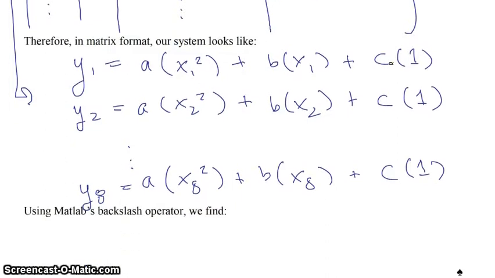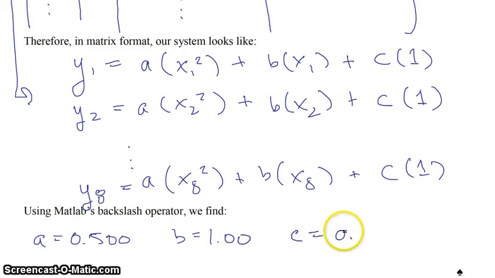Okay, so again, using MATLAB's backslash operator, we find that a equals 0.500, b equals 1.00, and c is equal to 0.43.